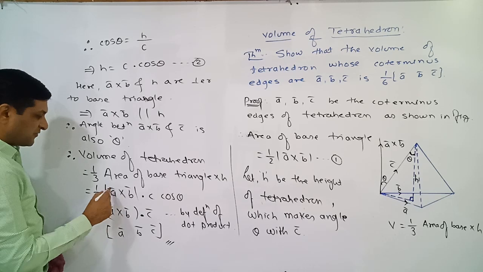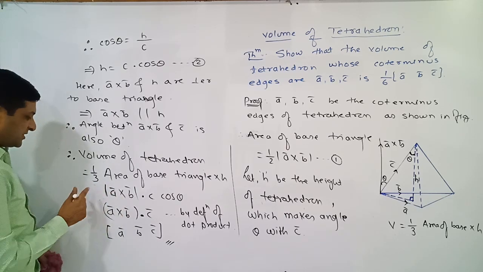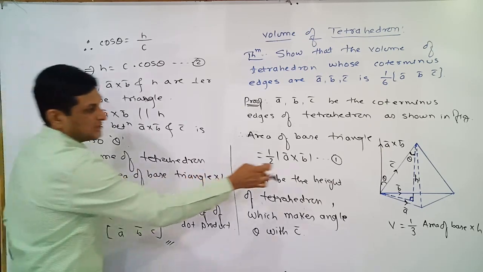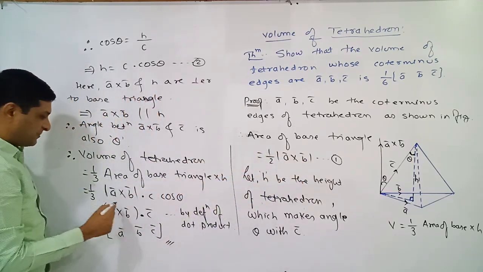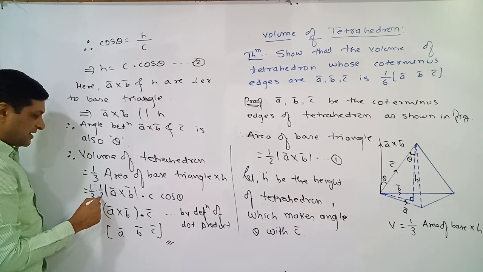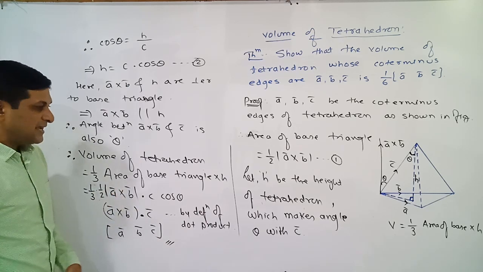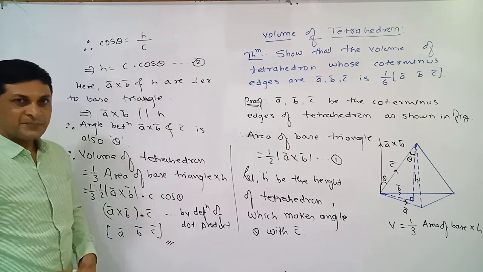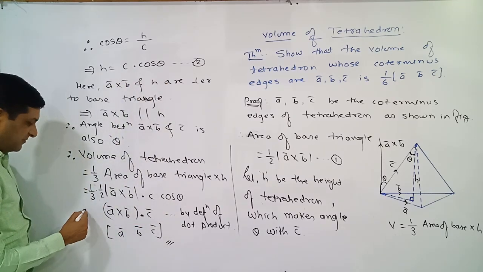What is the formula to find out the area of the base triangle? So which is equal to 1/3, keep it as it is. So this area of the base triangle, from equation number first, its value is half magnitude of A bar cross B bar, and H is nothing but the value of H is what? C cos theta.